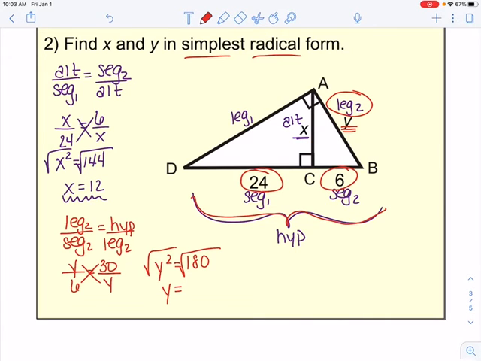The biggest perfect square that's a factor of 180 is going to be 36. And if I take 180 and divide it by 36, I'm going to get an answer of 5. So it's going to break down into radical 36 times radical 5. And now I know what the square root of 36 is. It's 6. Okay, and then I'm going to tack on the radical 5. So in simplest radical form, your answer is going to be 6 radical 5.